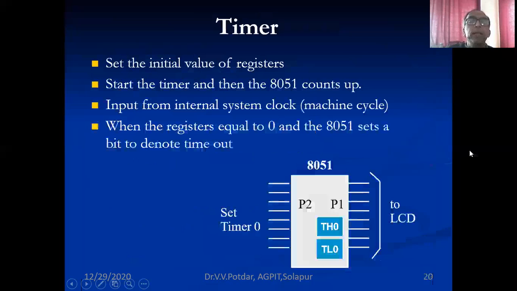The timer sets the initial value of registers. What are the functions of the timer? Set the initial value of registers, start the timer, and then the 8051 counts up. Input from internal system clock. This machine cycle, when the registers equal 0, the 8051 sets a bit to denote timeout.